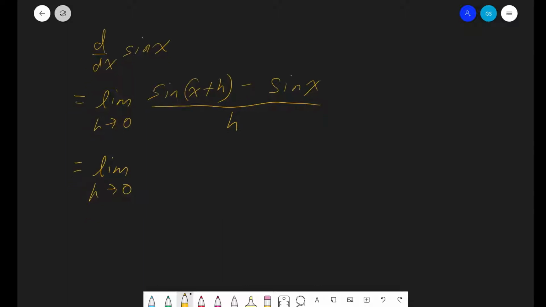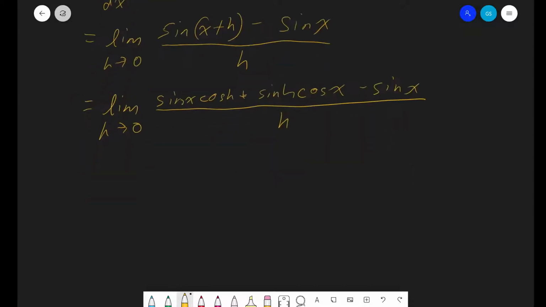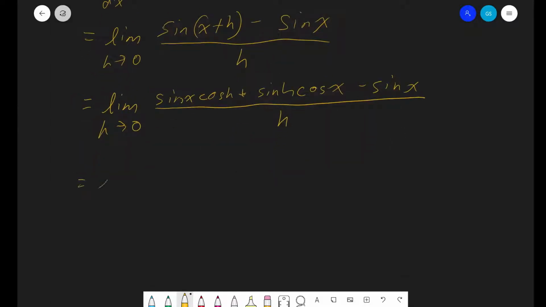So we can just use the addition formula for sine of x plus h. So this would just be sine x cos h plus sine h multiplied by cos x minus sine x, all over h, right? Now the limit of h approaching 0. Now let's see what we can do here.